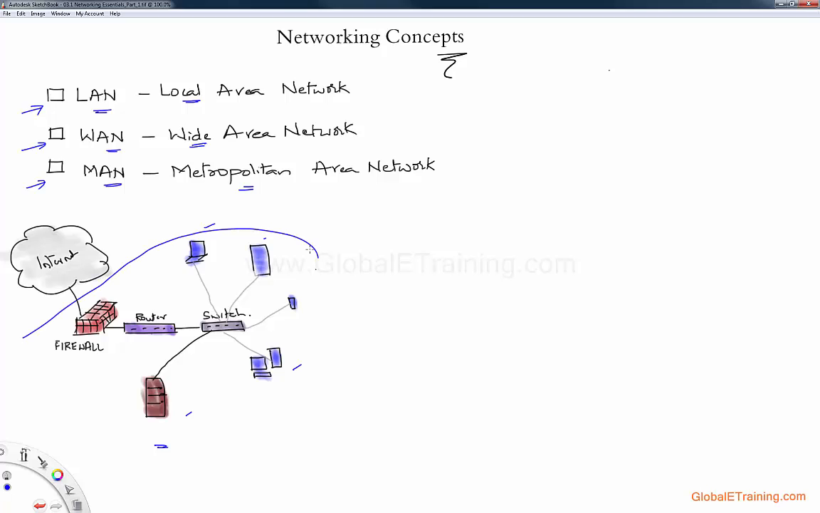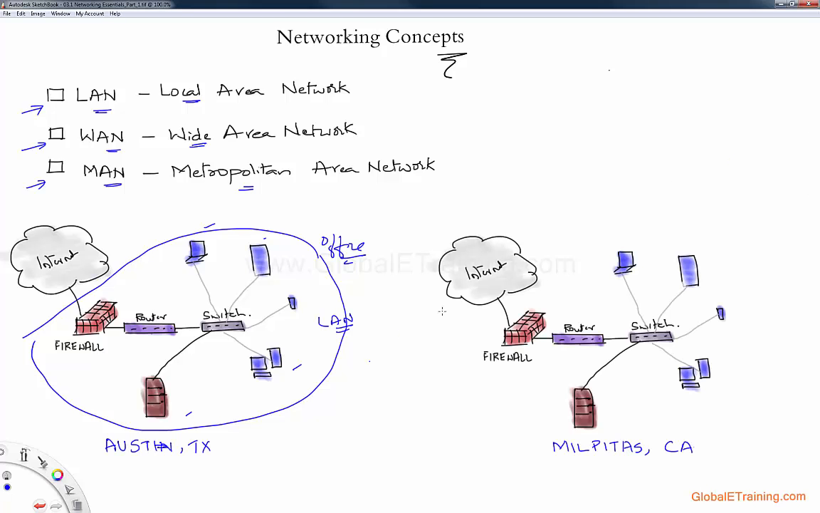So this is your office, and you're connected to a network. A network that is within an office is referred to as the LAN, local area network. That's your LAN. Then what is a wide area network? A wide area network is spread across the country, or you could say, when you have two different locations geographically separated and they are connected, then you refer to that as WAN.